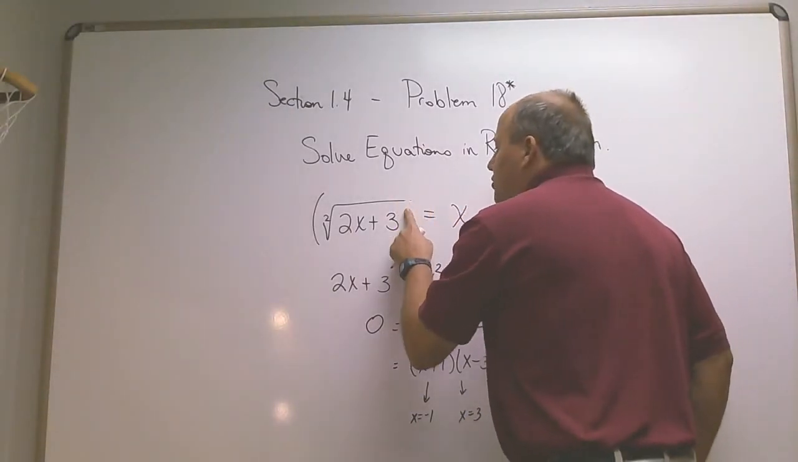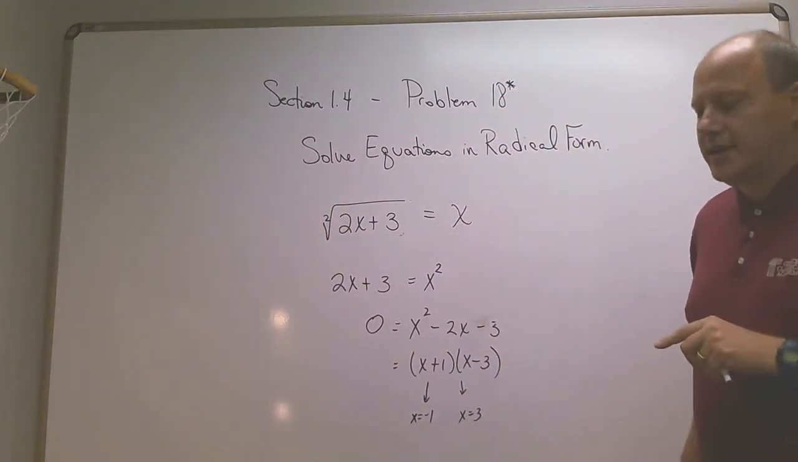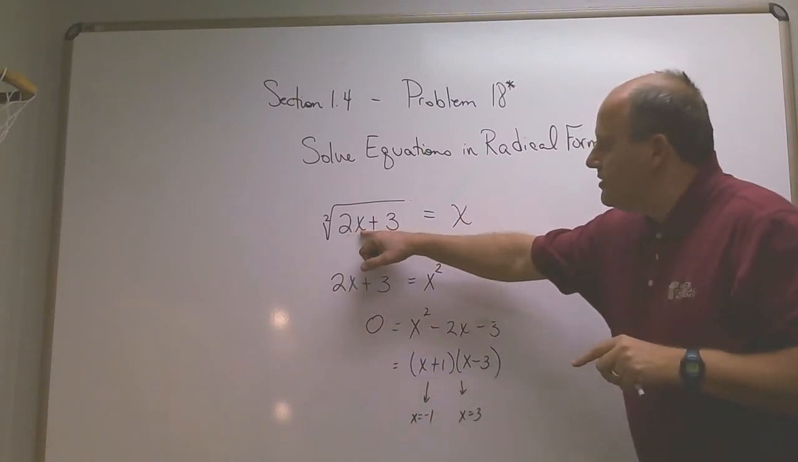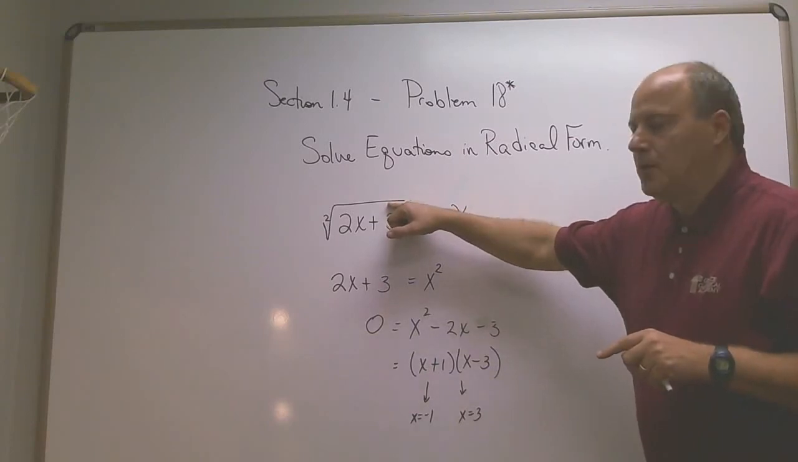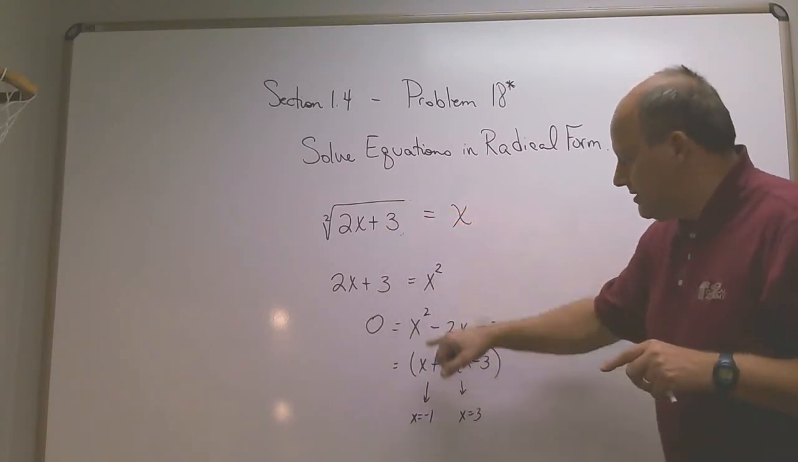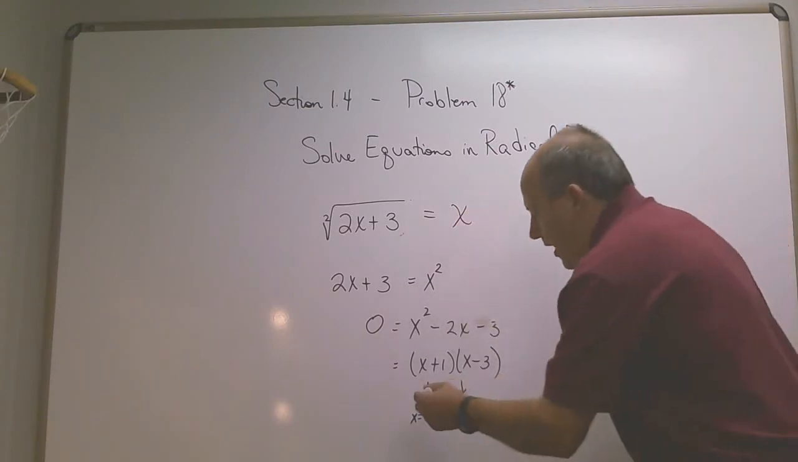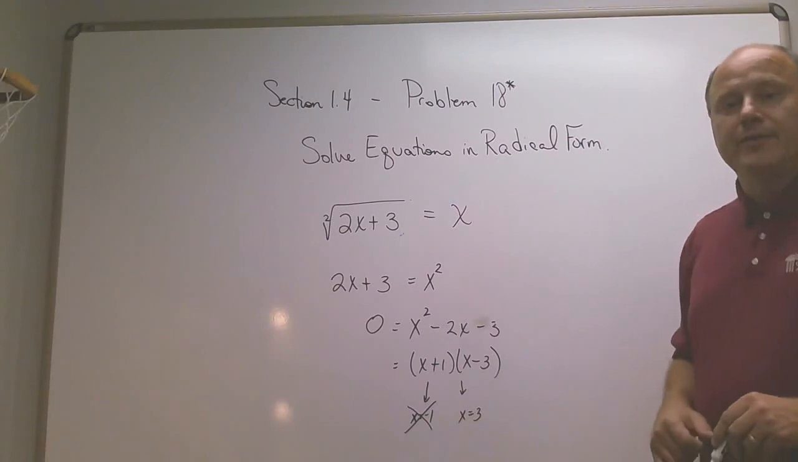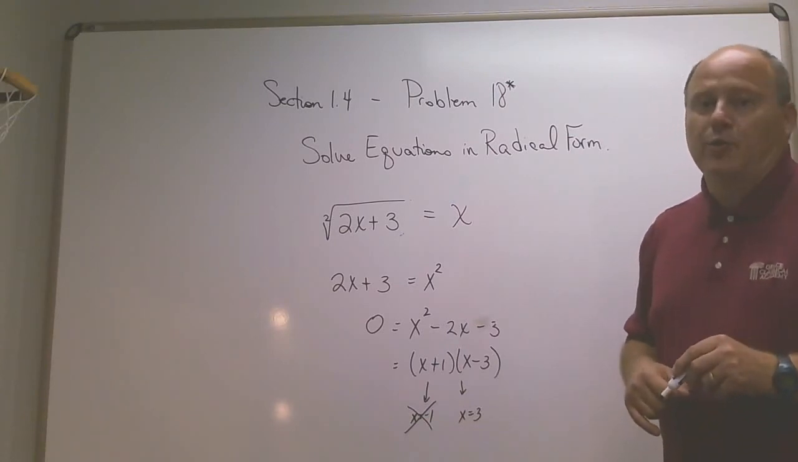Here was the original problem, so I'm going to erase that back off. That's what I had originally before I squared both sides. I'm going to put negative 1 in. So 2 times negative 1 is negative 2, plus 3 is 1, and the square root of 1 is 1. But 1 does not equal x, in this case negative 1. So 1 equals negative 1 is false, and we throw that one out. Now, if the 3 doesn't work either, then we'd have no solution. But if it does work, then that's my only answer to this problem.